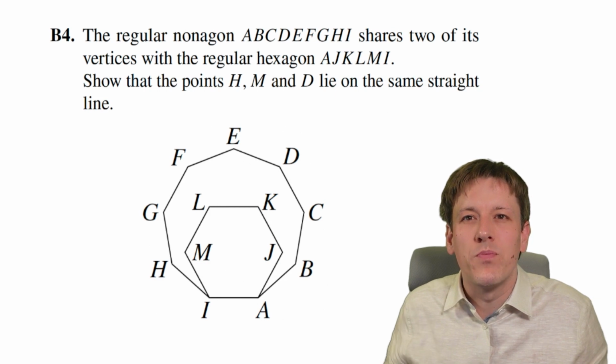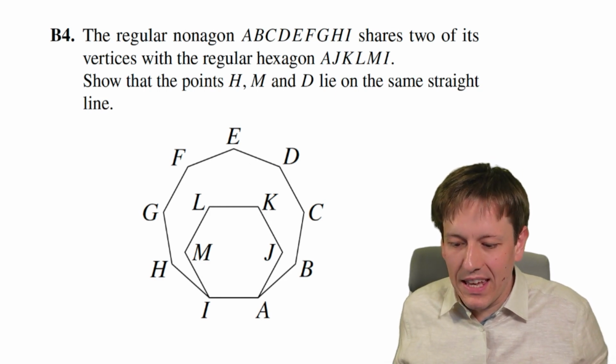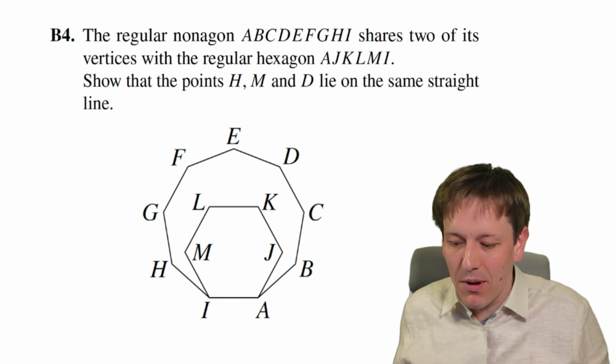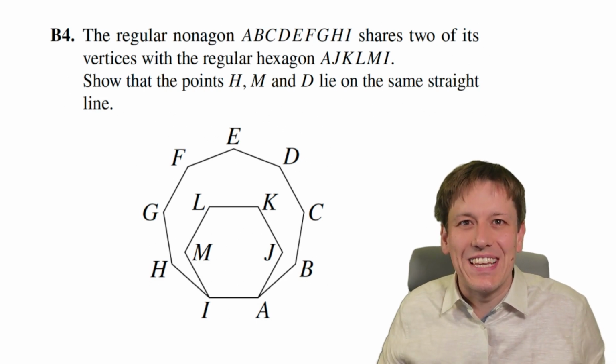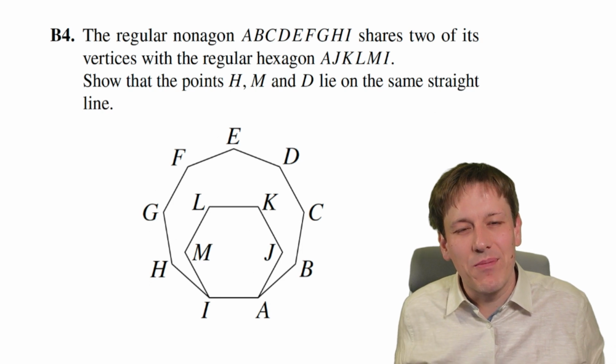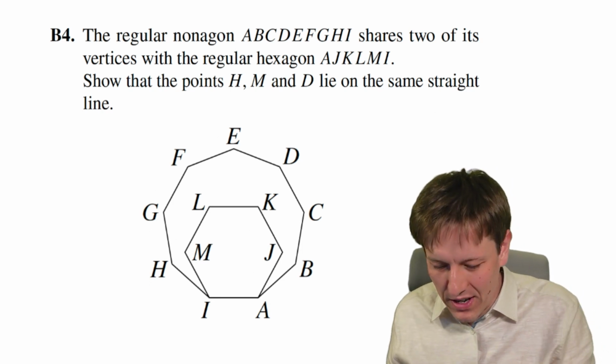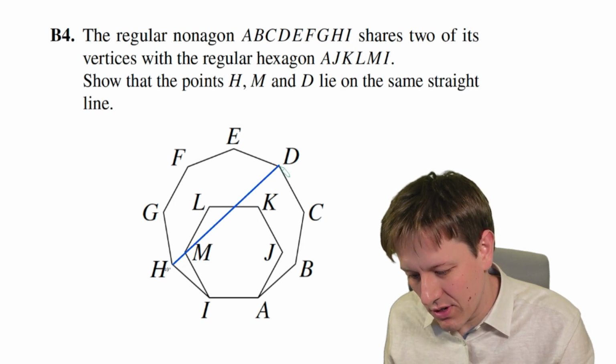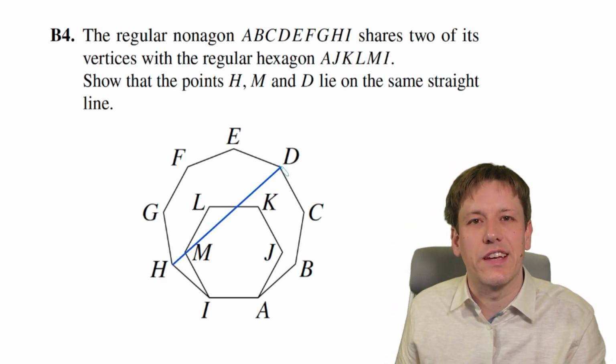Here's question B4. The regular nonagon ABCDEFGHI shares 2 of its vertices with the regular hexagon AJKLMI. Show the points H, M and D lie on the same straight line. Well, we'll talk strategy to begin with, right? So we want to show that H, M and D lie on the same straight line. Now I can draw a straight line through them, and it looks like that is true.